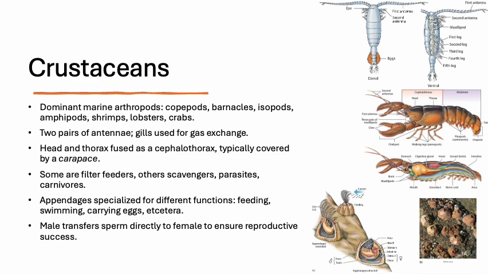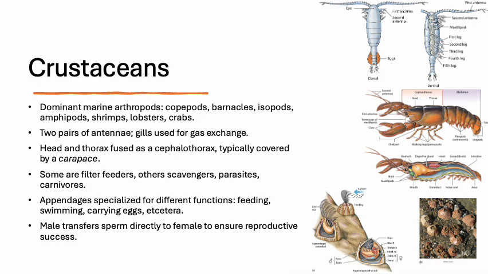Crustaceans dominate the marine arthropods, from the tiny copepod to the large crabs and lobsters. They typically have two pairs of antennae, gills for gas exchange, and a body divided into segments, with the head and thorax often fused into a cephalothorax, covered by a protective carapace. Their appendages are highly specialized, some for feeding, some for swimming, some for carrying eggs. Reproduction is usually by direct sperm transfer, which helps ensure fertilization in the marine environment.